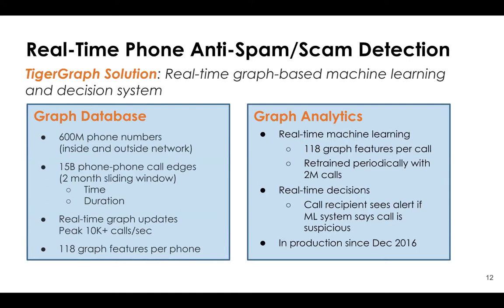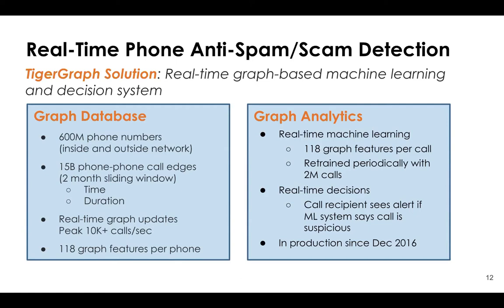On the graph database side, the solution stores 600 million phone numbers, and there are about 15 billion phone-to-phone call edges. We're using a 2-month sliding window. What we have on the phone call edges is the time and duration attributes. And in real time, we have graph updates of about 10,000 calls per second at peak. And for this solution, we developed 118 graph features per phone.